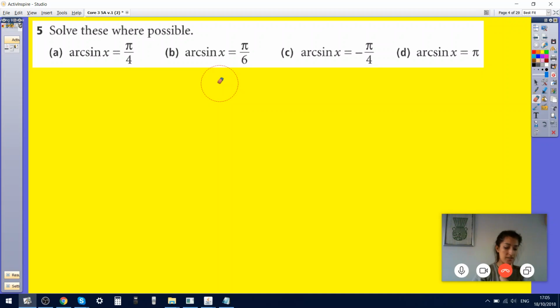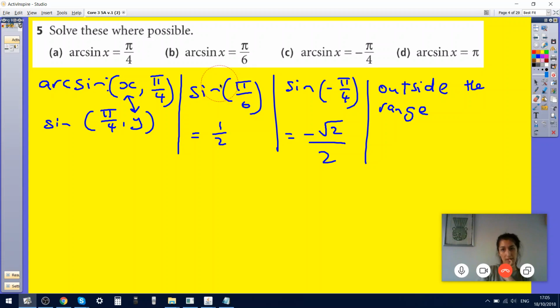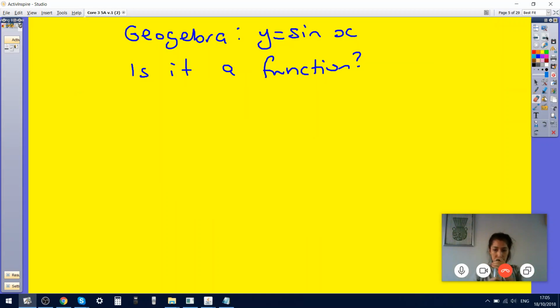So sine pi over 6. And what do you get there? Radians or degrees? What do you think? Radians. Sine pi over 6 is 1/2. Okay, I think you're good for that. And so on the arc sine graph, when the y coordinate is pi over 6, the x coordinate is 1/2.